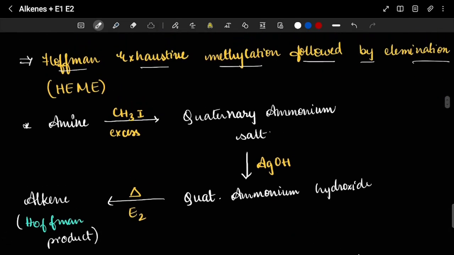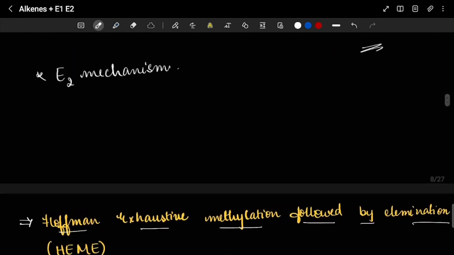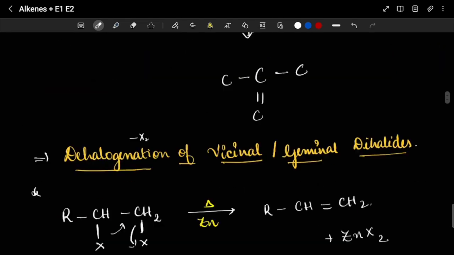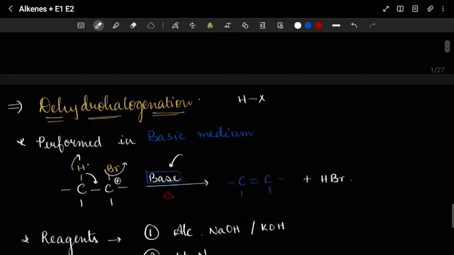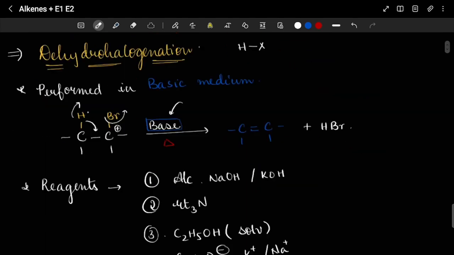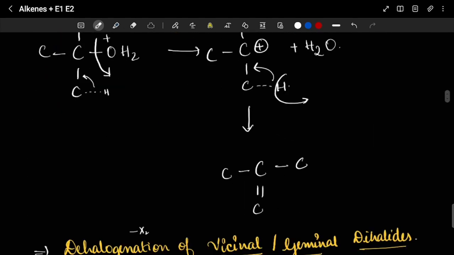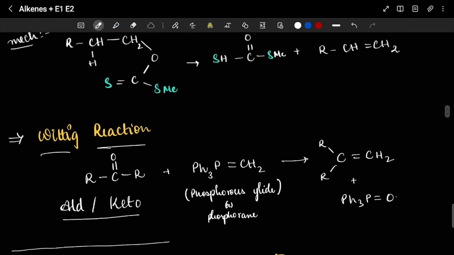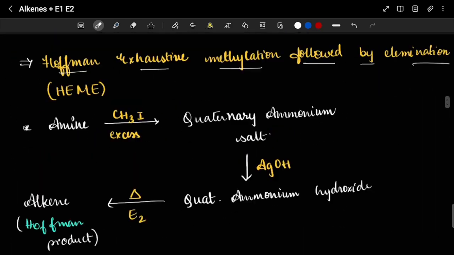Now the next one we have is a very important reaction called Hofmann exhaustive methylation followed by elimination. Very big name, or it can also be called a reaction of quaternary ammonium salt. We have written it here at the front. So it is heating of quaternary ammonium hydroxide. So you are going to heat quaternary ammonium hydroxide.